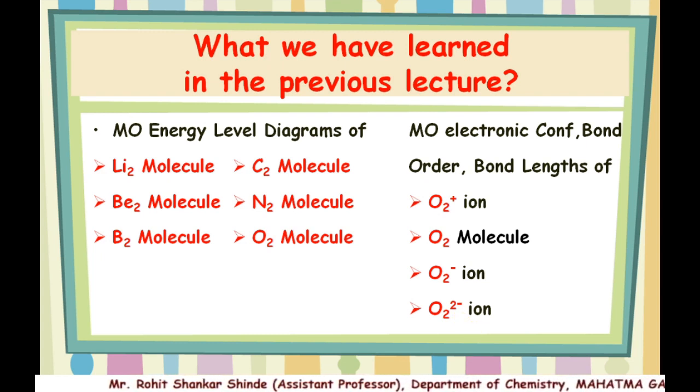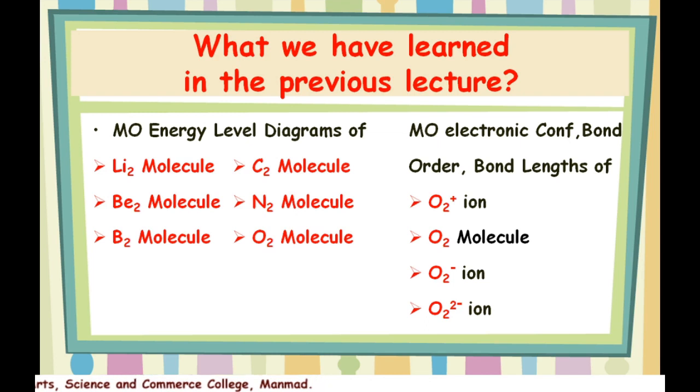In this lecture we will see molecular orbital diagrams of F2 molecule, why Ne2 molecule does not exist, and we will also see molecular orbital energy level diagram for heteronuclear diatomic molecules including HCl, HF, carbon monoxide and nitric oxide.